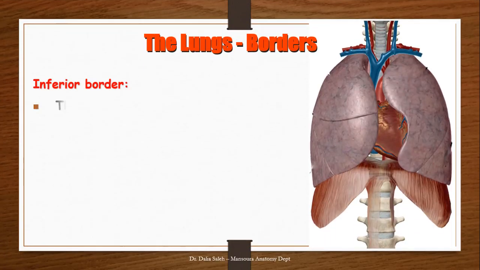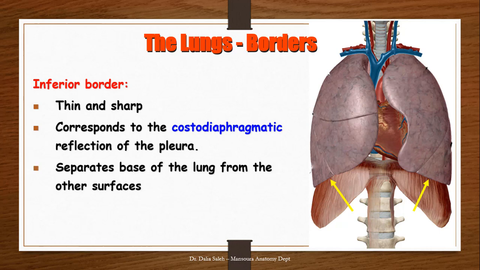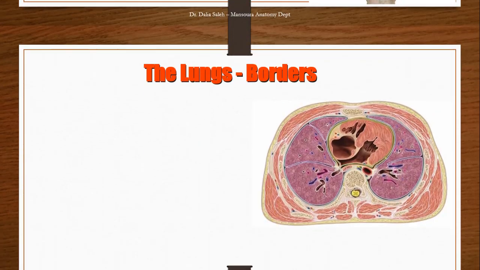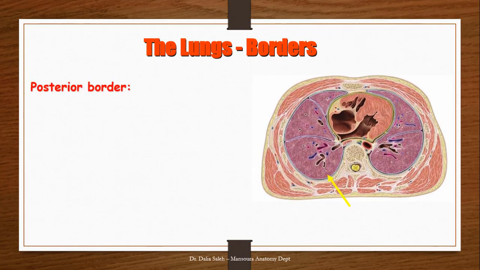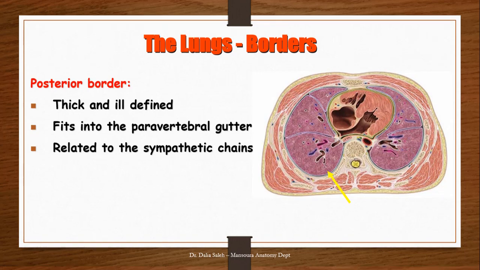The inferior border of the lung is thin and sharp and corresponds to the costodiaphragmatic reflection of the pleura. It separates the base of the lung that rests on the diaphragm from the other surfaces. The posterior border, we can also call it the posterior surface, is thick and ill-defined. It fits into the paravertebral gutters and it is related to the sympathetic chains.